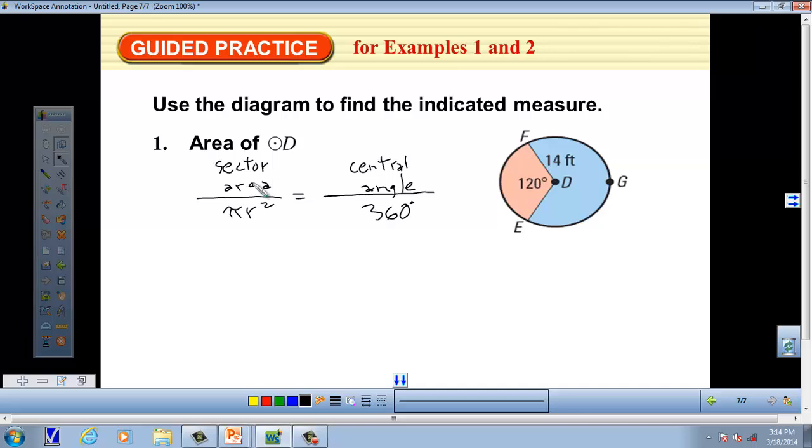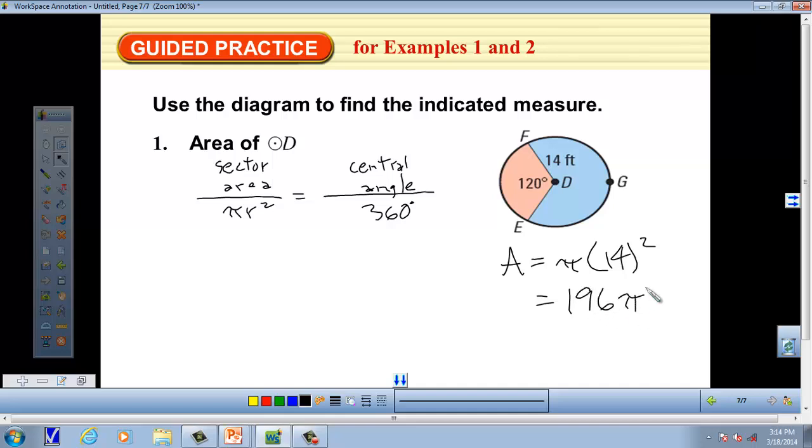So in this case, the sector area, we're not really given, but we know, oh, I'm sorry, let's figure out the area. We'll get to that. They want just the area of circle D. We know that the radius is 14, so here we would just say area is equal to pi times 14 squared. That's the same as 196 pi.